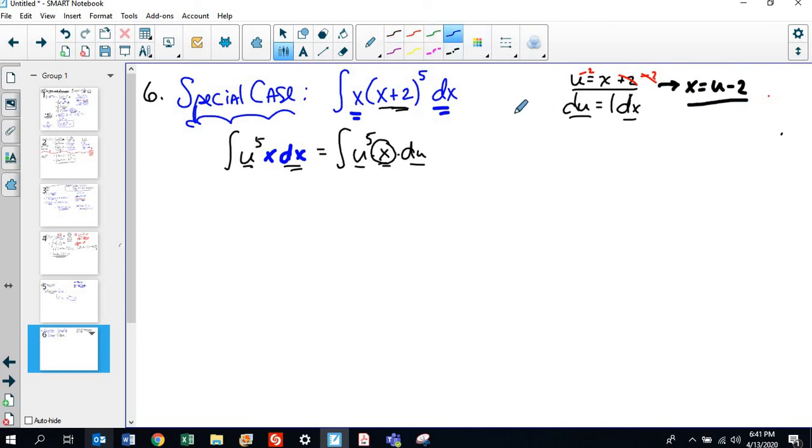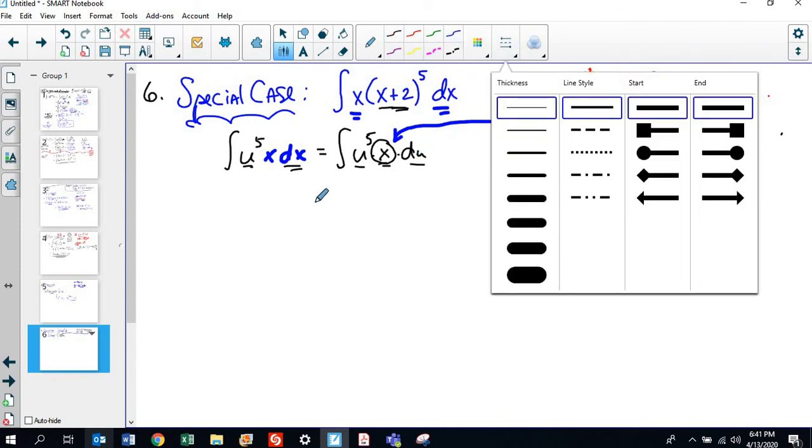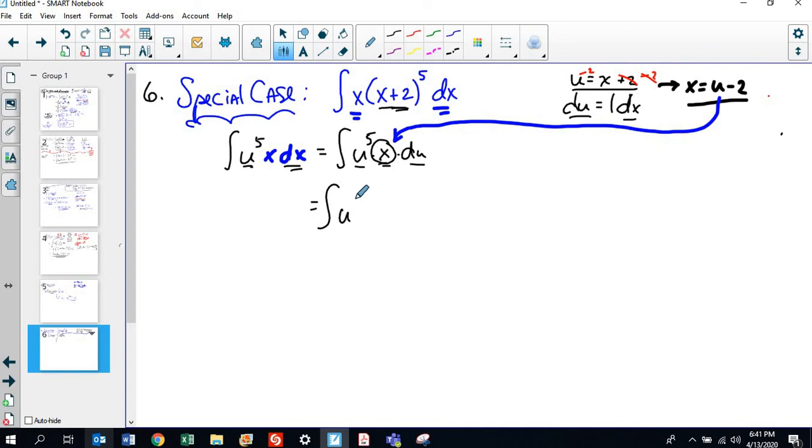Well, if you're going to go u, you might as well go all u. And so I take this u minus 2 and I substitute it in for the x. Make sure you have parentheses. Okay? So I get the integral of u to the 5th times (u minus 2) du. Okay, now, is that one of your rules? No, it's not one of your rules. Well, what was the point of doing all this if it's not one of my rules?